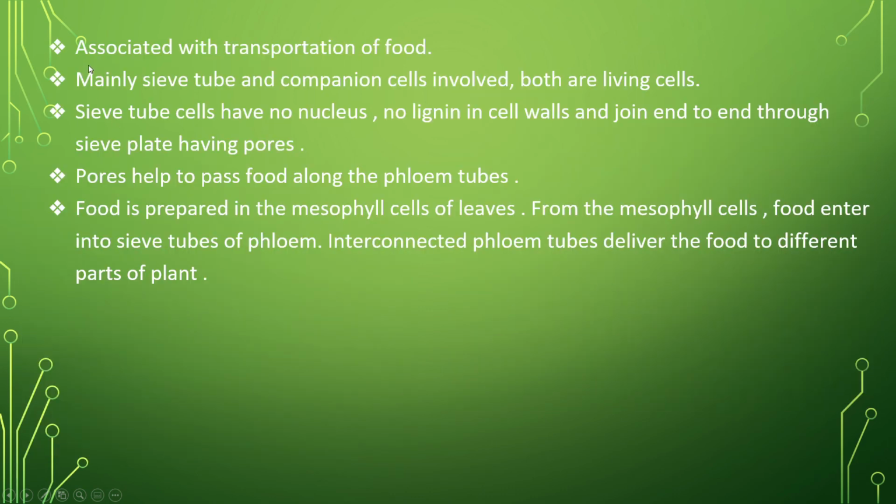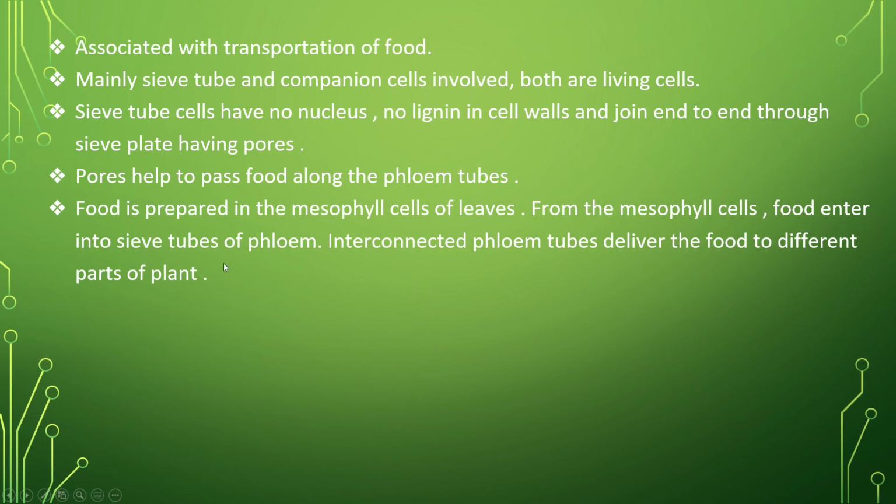Now, what is the function associated with transportation of food? Mainly the sieve tube and companion cells are involved. Both are living cells. I already told that both are living cells, and sieve tube cells have no nucleus, no lignin in the cell walls, and join end to end through the sieve plate having pores. And the pores help to pass food along the phloem tubes.